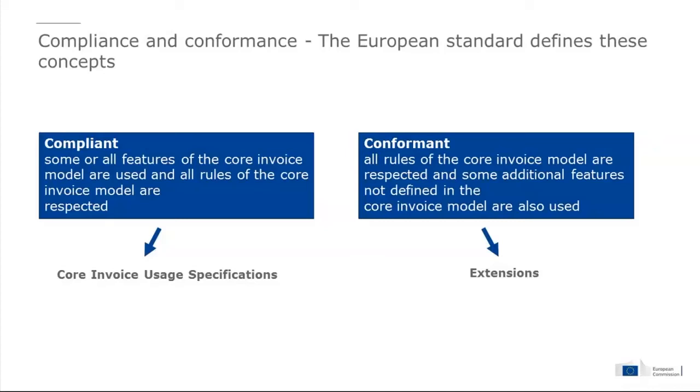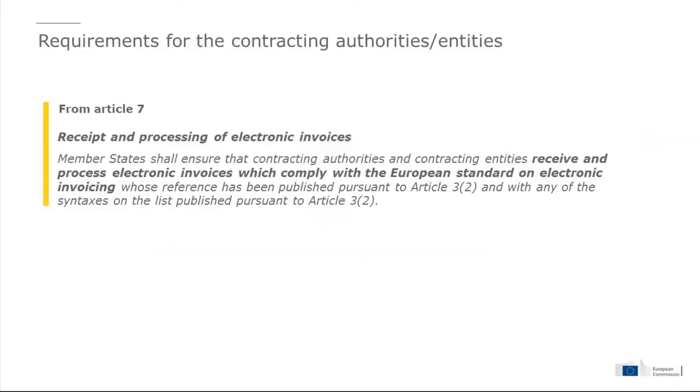These concepts are derived partly from TOGAF, which has these when deploying an architecture. If it's compliant, you're using all or some of the features. If it's conformant, you use all or add on top of it. So it's important to remember that compliant and conformant have slightly different meanings within the context of this standard. And compliant is what is related to Core Invoice Usage Specifications. Also, these words can be found in the directive itself.